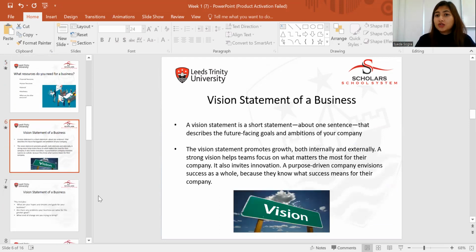Moving forward, to do a business, having a vision statement is very important. This slide shows what a vision statement is. Basically, a vision statement is about one sentence that describes the future-facing goals and ambitions of the company. This statement promotes growth both internally and externally, and helps the team focus on what matters the most to their company. It invites innovation as well.